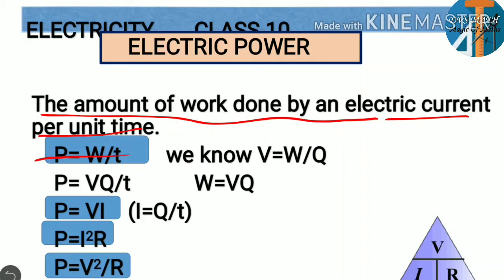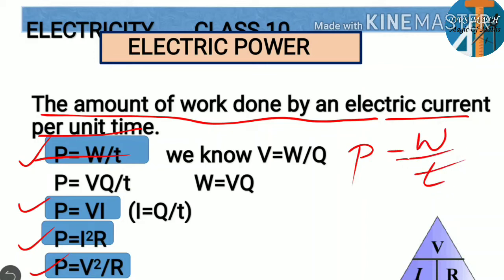So what is the formula? P is equal to W by T. Here for power we are using 4 formulas. Number 1, 2, 3, 4. Basically, as the definition says, power is work done by time. You can take work done by time.